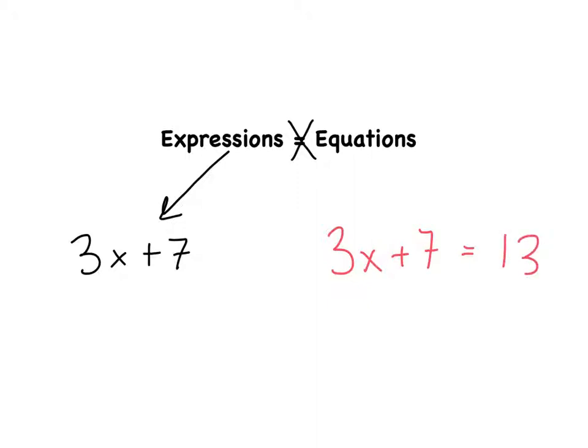So for example, one type of an expression would be 3x plus 7. That is an expression. On the other hand, if we want to write an equation, 3x plus 7 equals 13. The important part is equals 13. This is what makes it an equation. That's the difference between an expression and an equation.